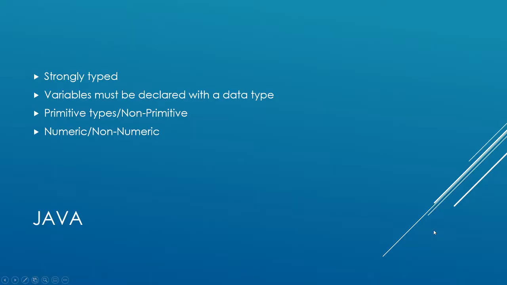Hi class, in this video we're going to be talking about different data types and how they're used in Java. Java is a strongly typed programming language. That means that our variables must be declared with the data type. We have both primitive types and non-primitive types that are available to us. We'll see what that means. And of course we have these types that are available for both numeric and non-numeric data.